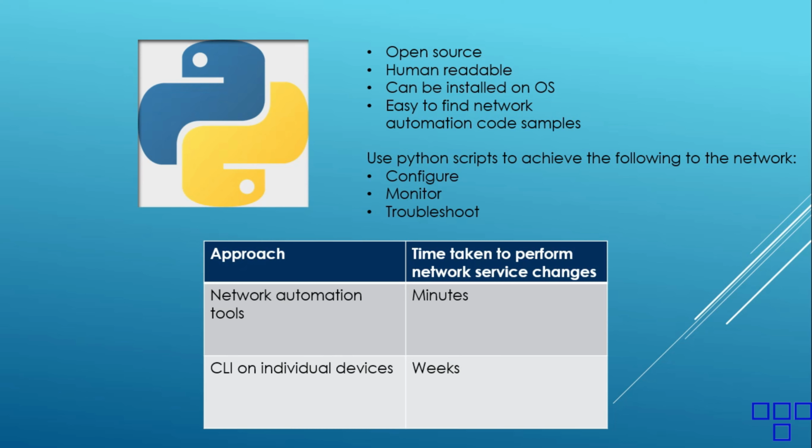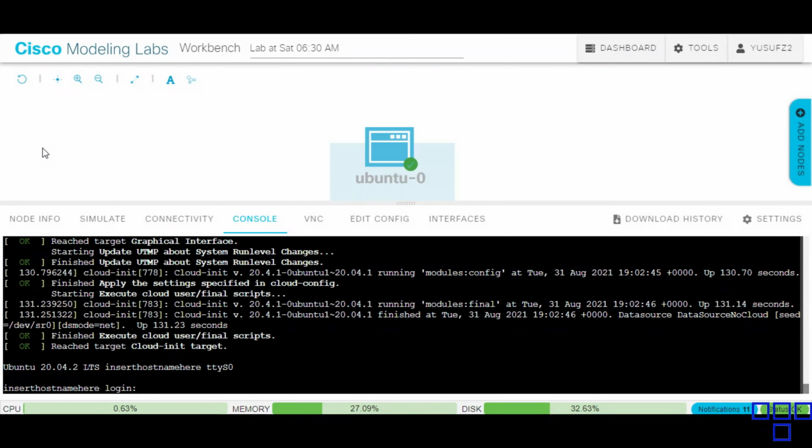And best case scenario, if you use network automation tools that are becoming more and more popular in the field of network engineering in the last decade or so, the time taken to perform the network service changes could be as quick as minutes. Now I will briefly demonstrate how network engineers may leverage Python to aid in network automation.